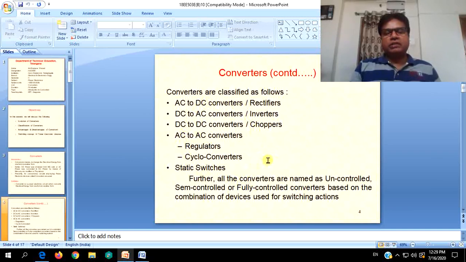Otherwise, by using the conventional or olden days machines and other electrical engineering devices, mercury arc rectifiers and thyratrons, this would have been very difficult. And all these converters, depending on their action and configuration of the circuit, are divided differently. Further, all the converters are named as uncontrolled, semi-controlled, or fully controlled converters based on the combination of devices used for switching actions. To understand this, just go back to the VI characteristics of diode and SCR, which we have discussed in the previous sessions.